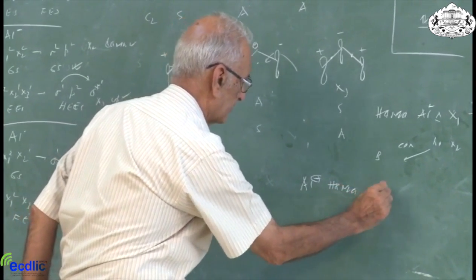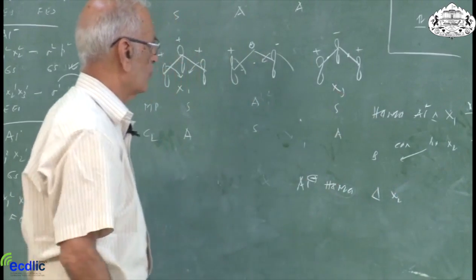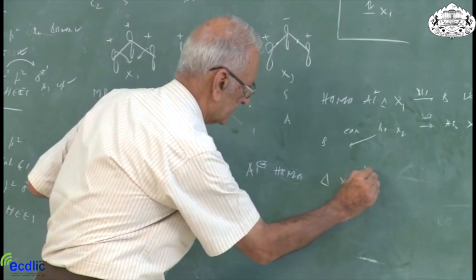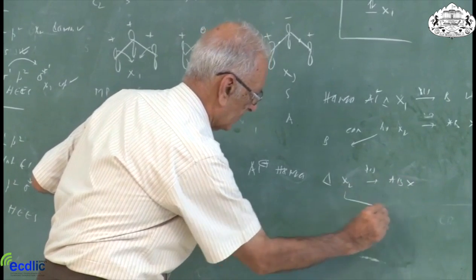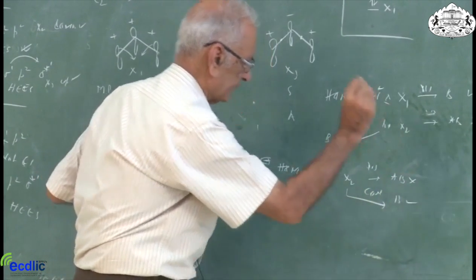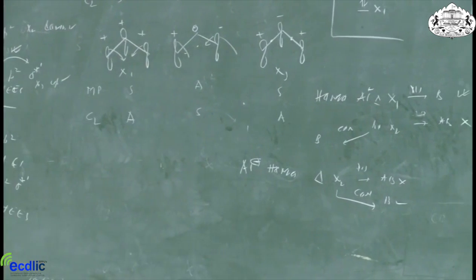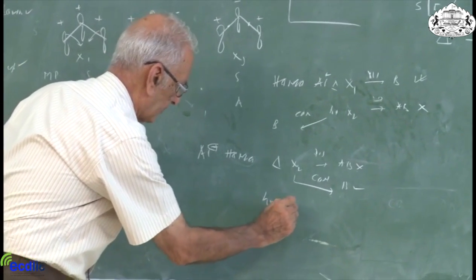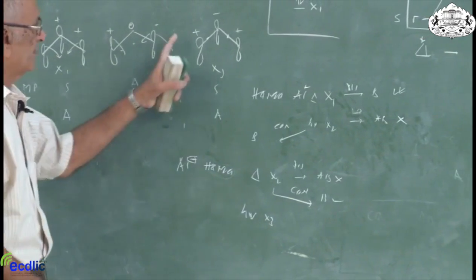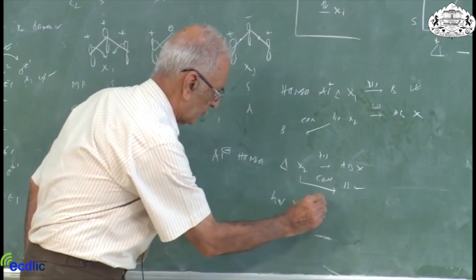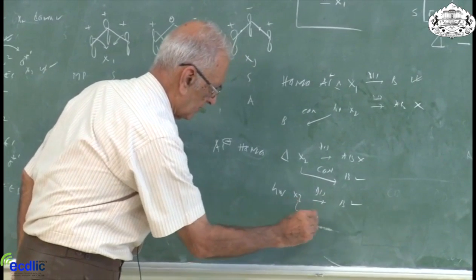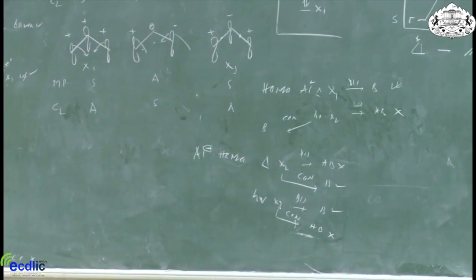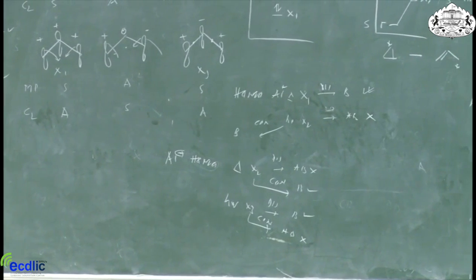HOMO for the thermal reaction is X2. X2 with disrotatory, anti-bonding, therefore disallowed. Conrotatory gives you bonding, therefore allowed. Photochemical, one electron from X2 will go to X3. X3, disrotatory will give me bonding, therefore allowed. Conrotatory will give me anti-bonding, therefore disallowed. So, for cation and anion, FMO gives you the same result.